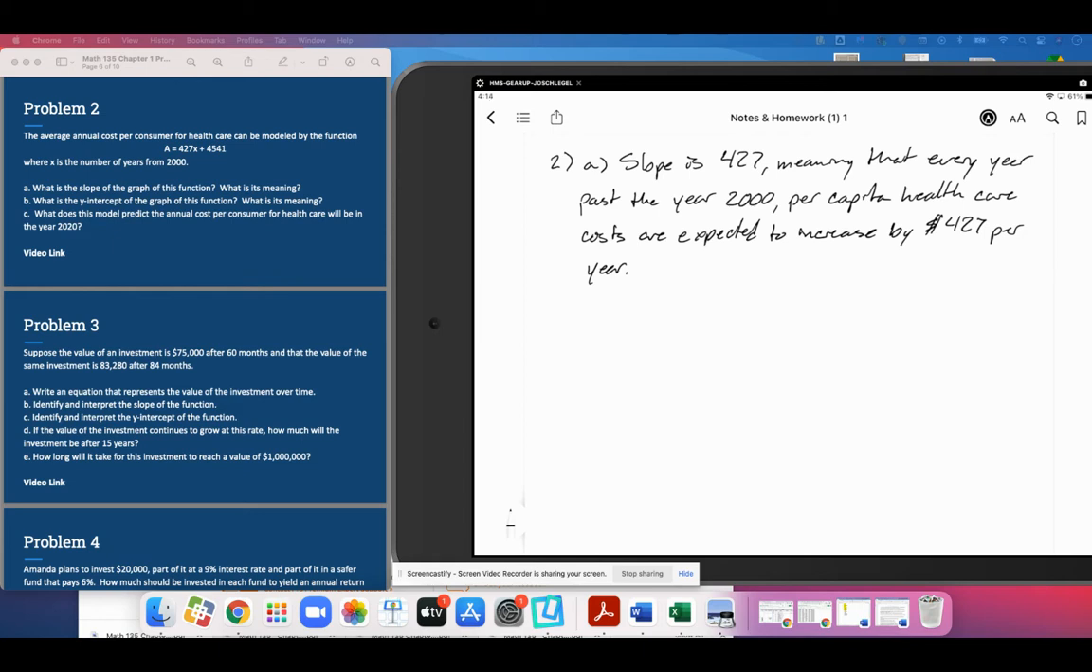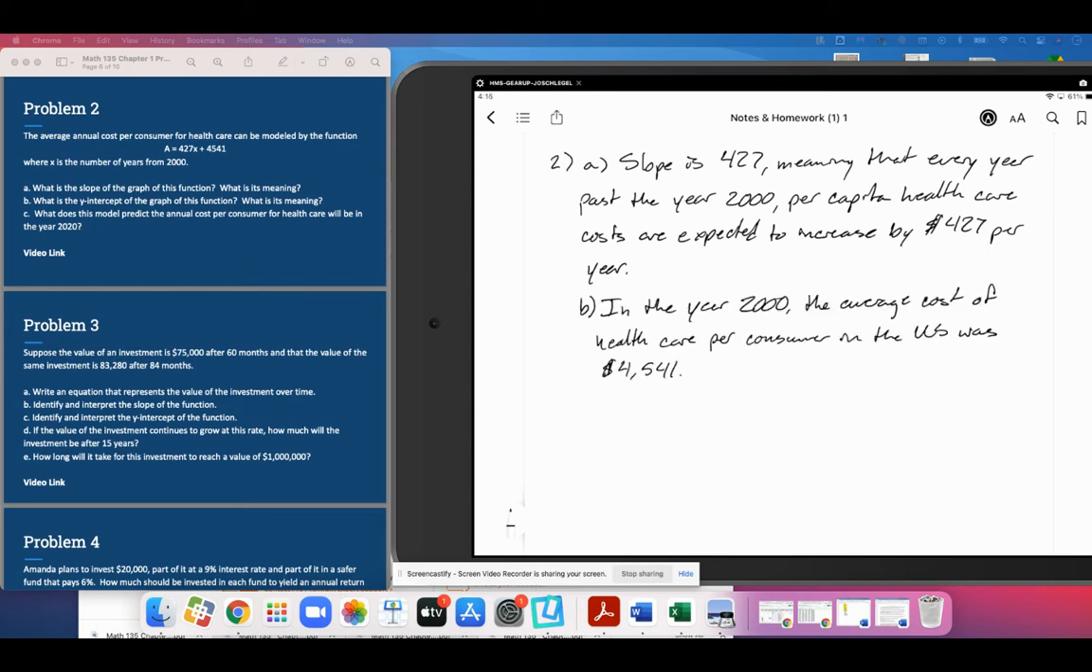And so the y-intercept of the graph, everyone, is 4,541, and that is the start. And this started in the year 2000, so this would mean that in the year 2000, the average cost of healthcare per person in the United States was $4,541. Okay. And I just took some time to write that there.